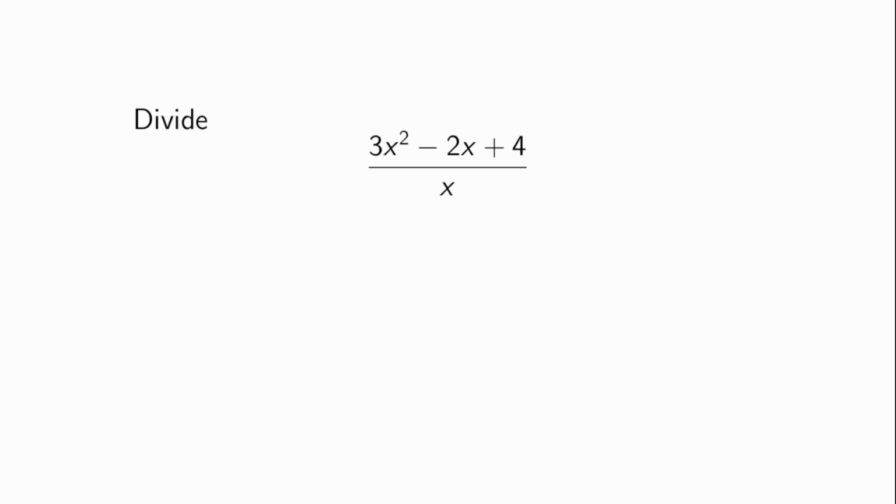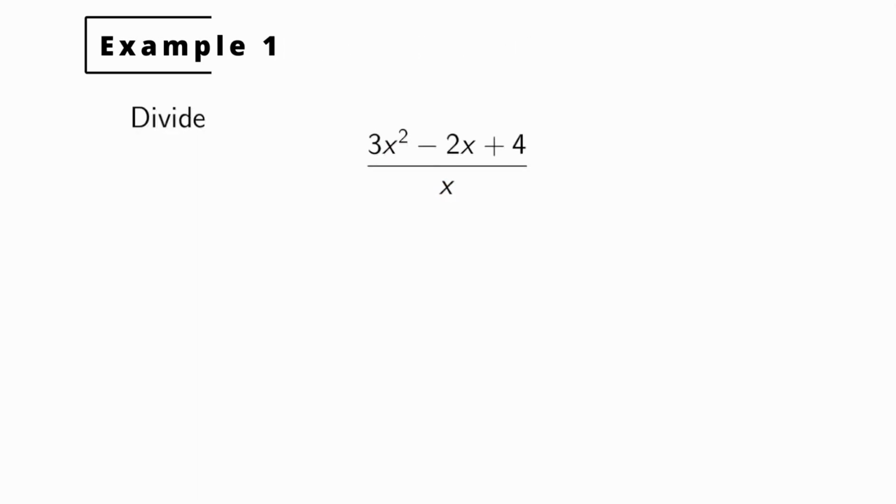And just to remind ourselves, the degree is whatever the largest power of the variable is. So for instance, in this polynomial in the numerator here, this is a degree 2 polynomial because the largest power of the variable x is 2. In the denominator, this is a degree 1 polynomial because the largest power of x is 1. So in this case, we can do polynomial division. But if the degree of the numerator is smaller than the degree of the denominator, we would not be able to.